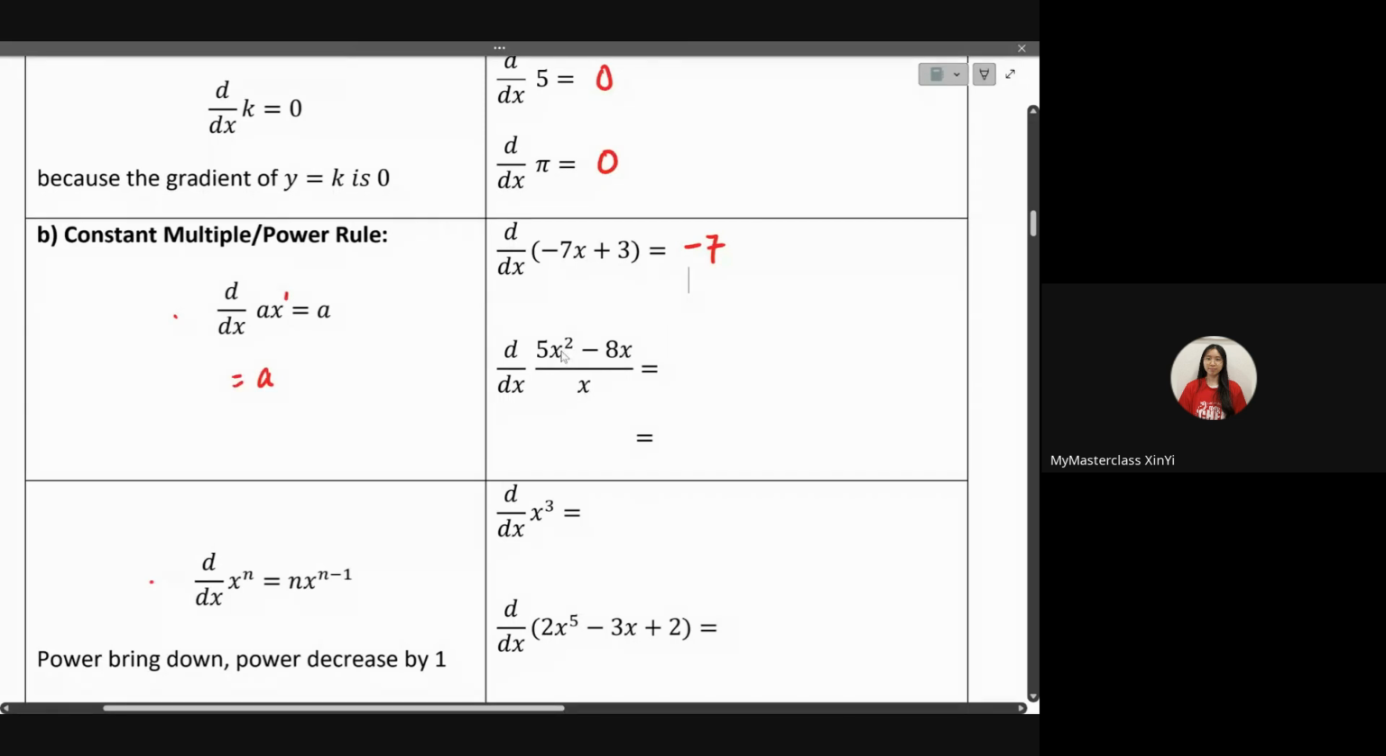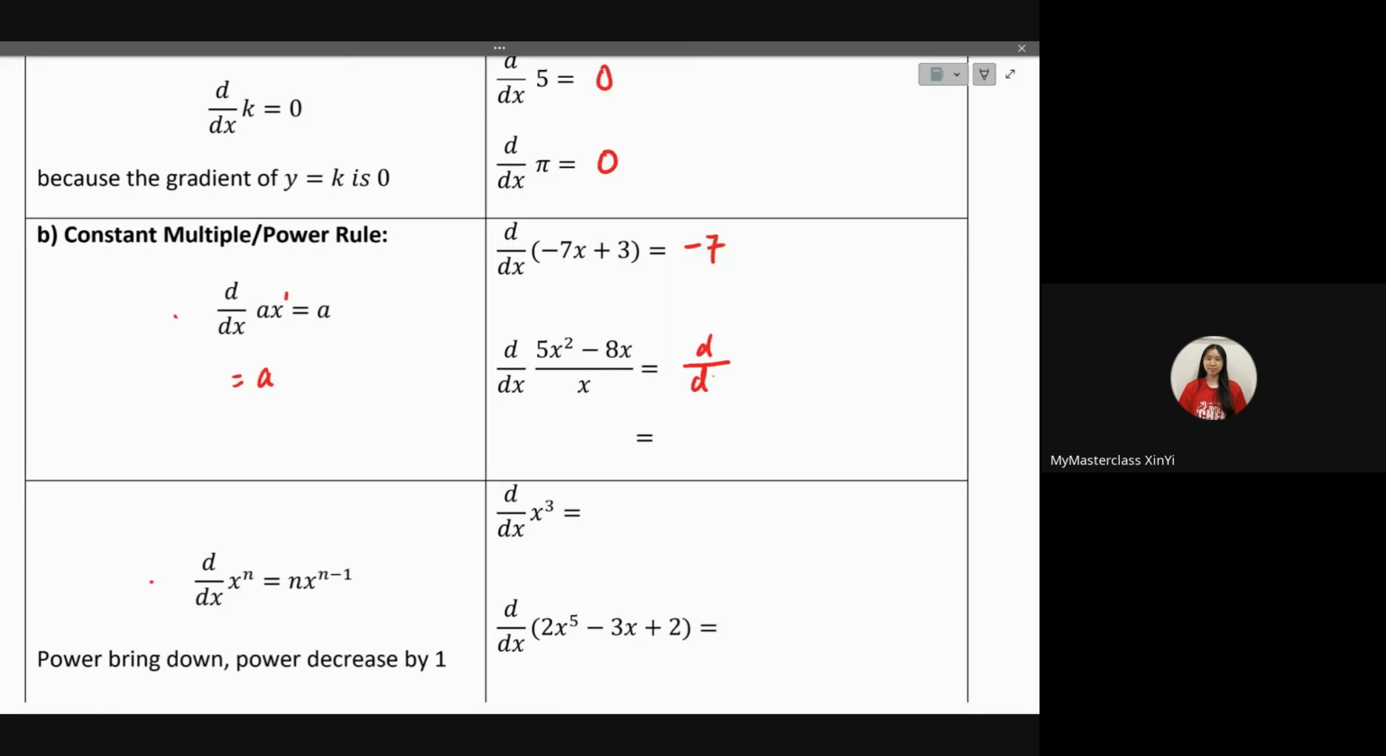So what I will do, before I differentiate, I haven't differentiated yet, so I still have to put this down. I take out the x, this one becomes 5x minus 8. At the bottom, still got the x. Once I put it in this form, I can simplify by cancelling the x away first, which means differentiating with respect to x for this is the same as differentiating just 5x minus 8.